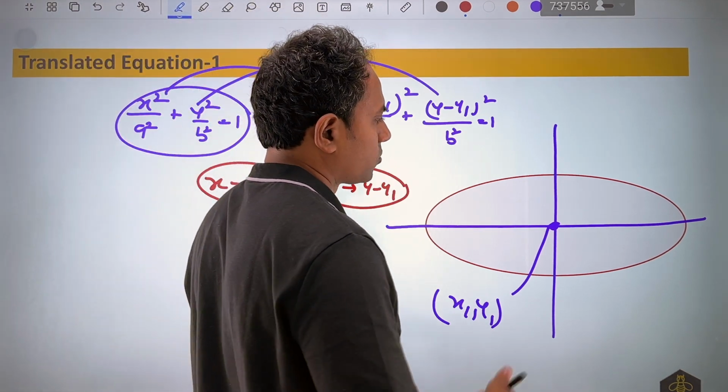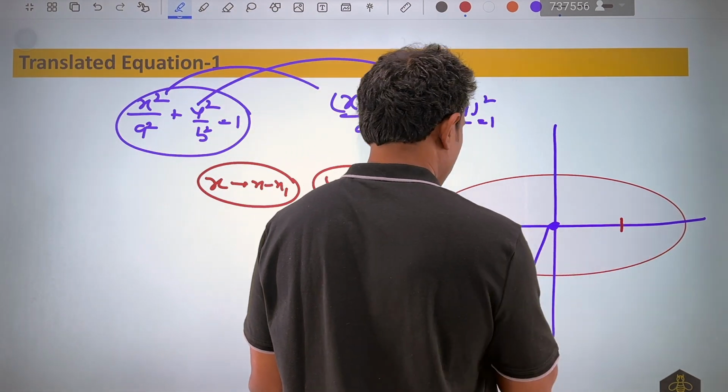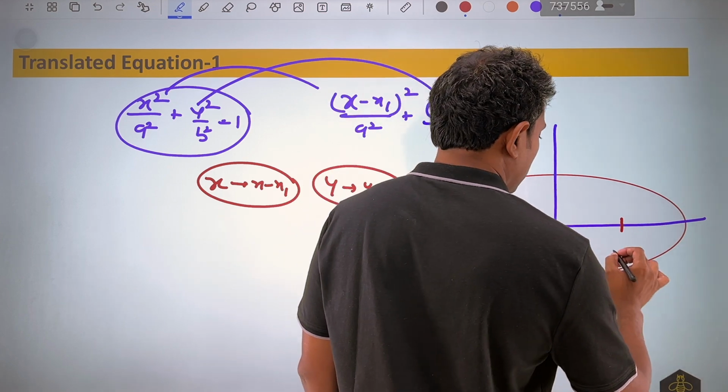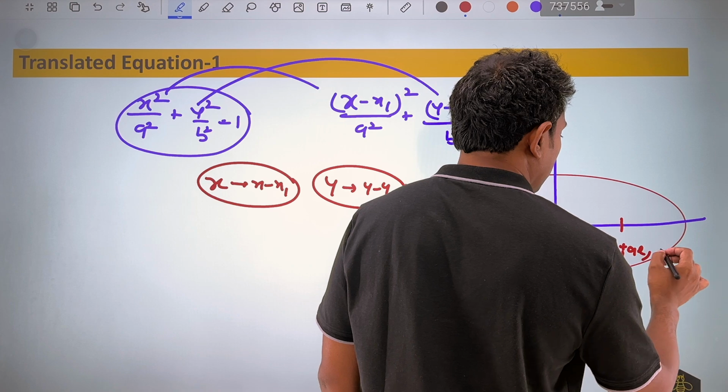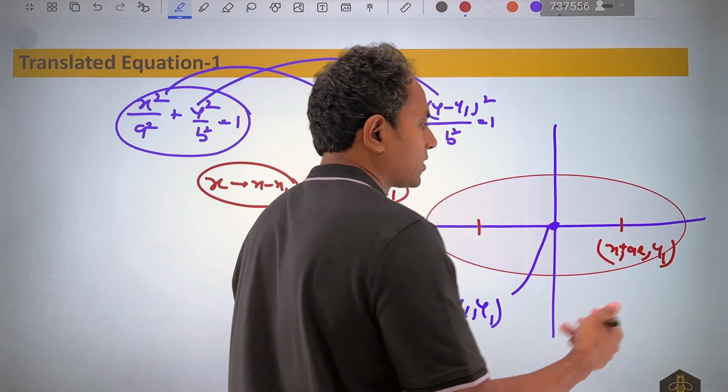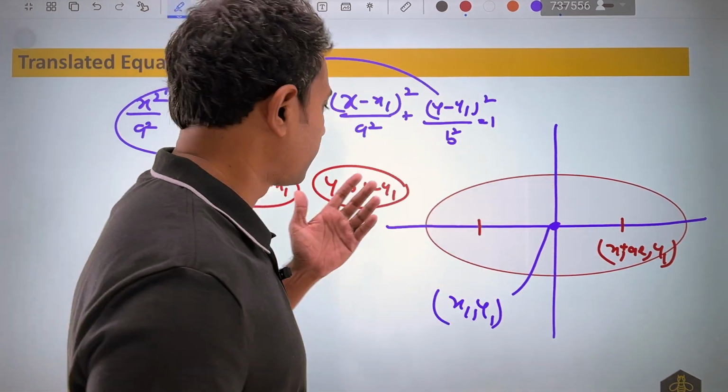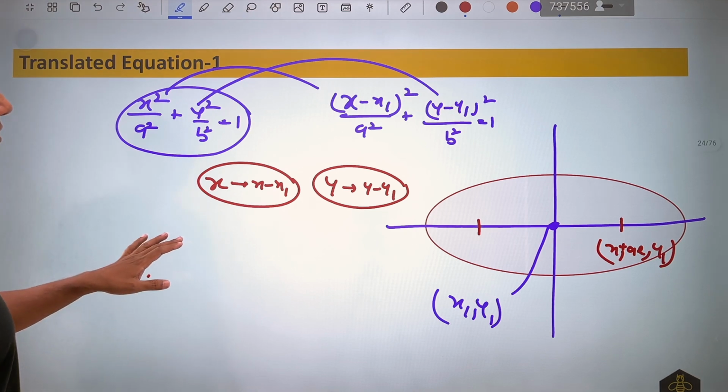Alternately, you can also do it geometrically. So if this point was earlier a, then x1, y1 you will add to all the coordinates. So it will become x1 plus a, y1. So like this I can add x1, y1 to all the coordinates. So this is a geometrical way. But let us say that you want to do it using this.